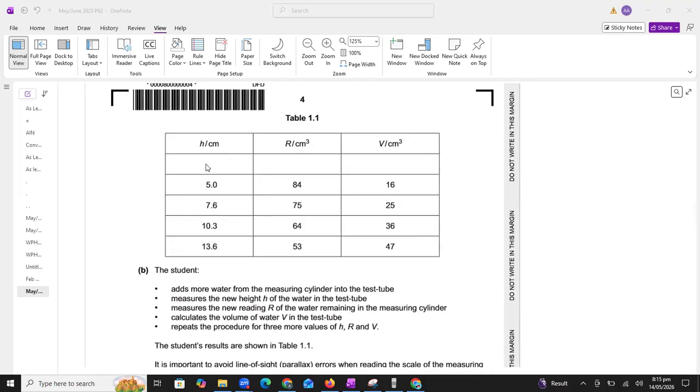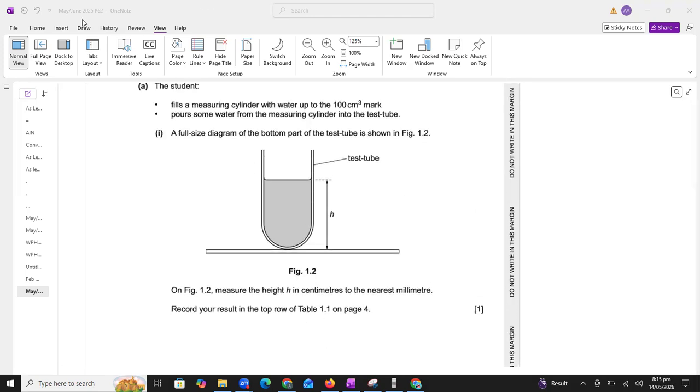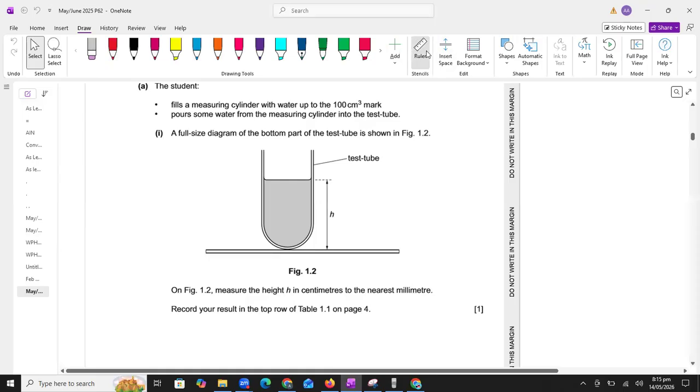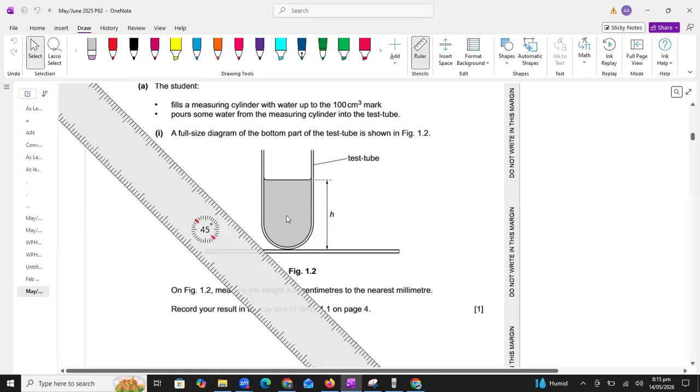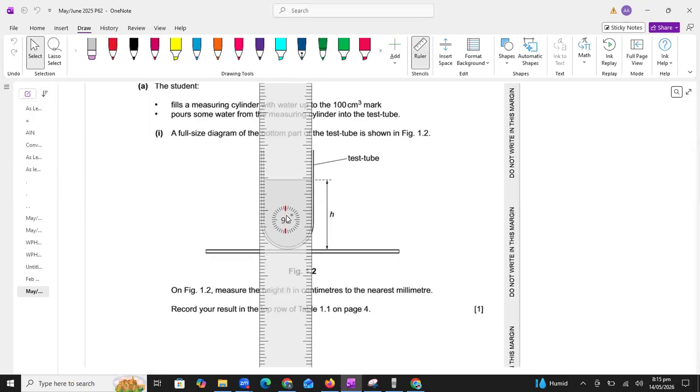So we have to record the value in table 1.1 on page 4. How will we record this reading, students? We will use the meter rule. So we will keep the meter rule in a vertical position like this, and we have to record this reading. It might be possible we will not get the correct answer, the reason is that I have maximized this picture. I have zoomed in on this picture, so we might not get the accurate answer, but I'm telling you how we have to keep the meter rule.